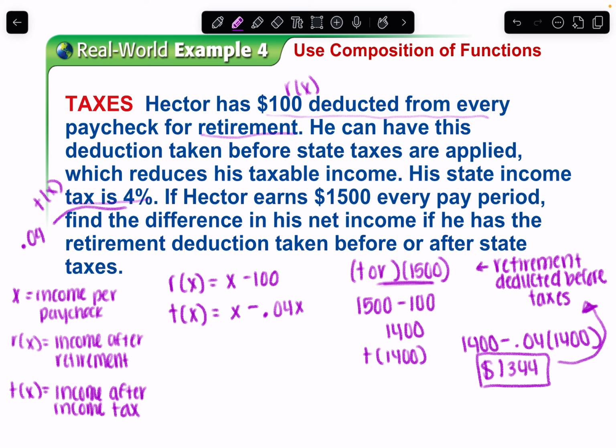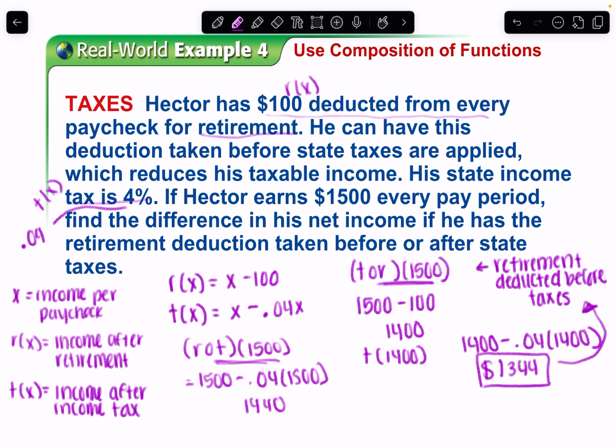So instead of T of R, that would be R of T, and again I'm plugging in the 1500. My first step on this one is worked out backwards, so I'm doing T of 1500. I'm plugging $1,500 into my T equation, so I have $1,500 minus 0.04 times $1,500. Again, you would plug that into your calculator. When I do that, I get 1440 for my T value.